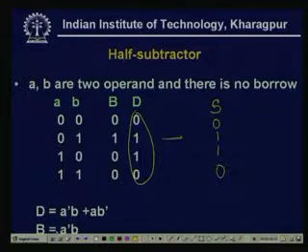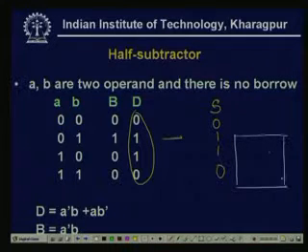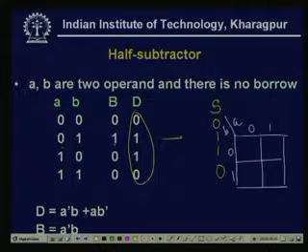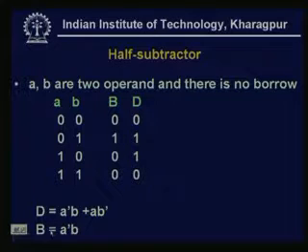Now, the borrow is 0 1 0 0. If we draw the Karnaugh map with A B as 0 1 0 1, then only for the 0 1 case, that means A is 0 and B is 1, there is a 1 and all others are zeros. So, this min term is A dash B. See here that my borrow is A dash B.